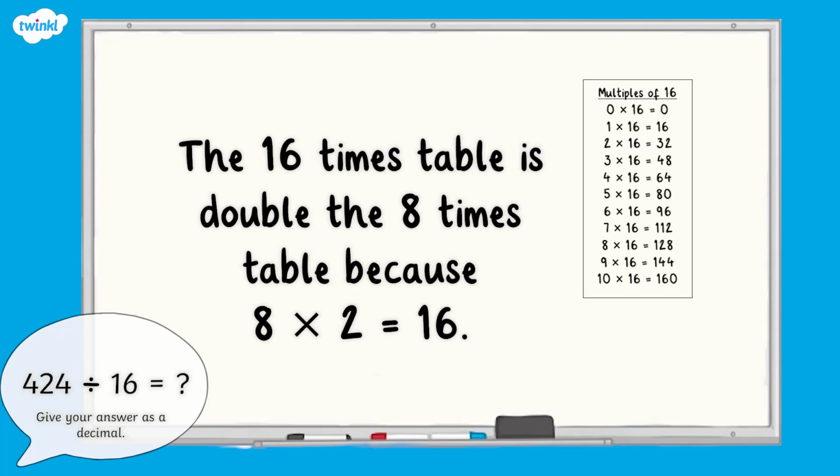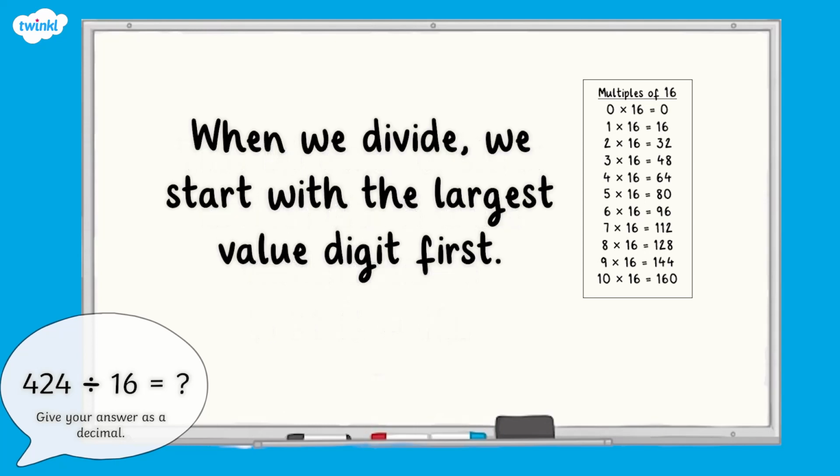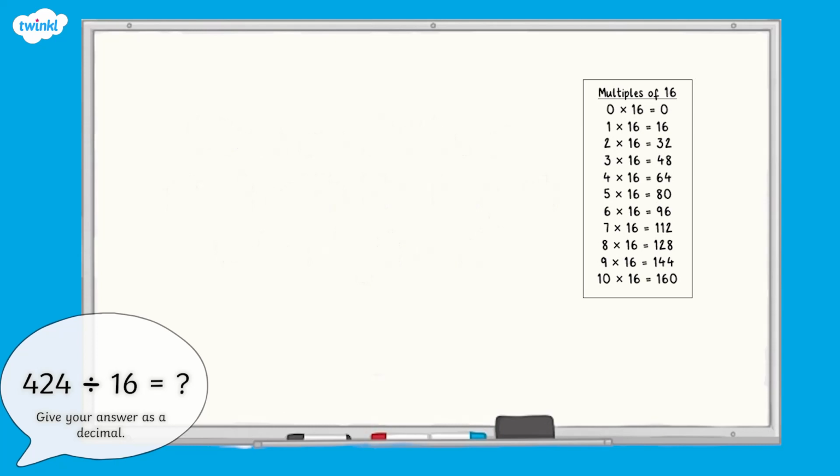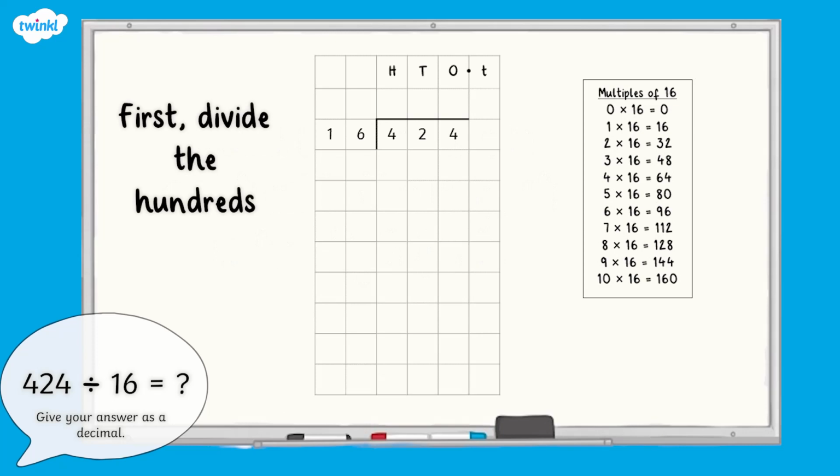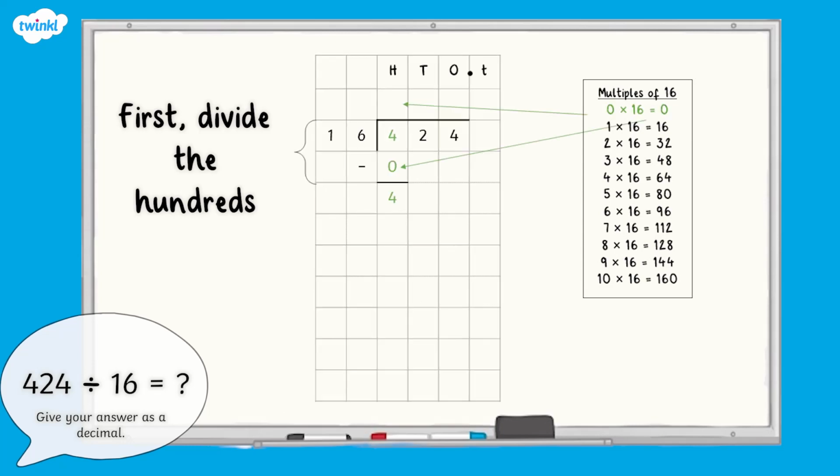Unlike with addition, subtraction and multiplication, where we start with the smallest value digit, when we divide, we start with the largest value digit. In this 3-digit number, that is the hundreds digit. So first, we're going to divide the hundreds. 4 hundreds divided by 16 equals 0 hundreds with 4 hundreds remaining. Our quotient or answer has 0 hundreds, so we do not need to write it in because we do not use leading zeros in whole numbers.